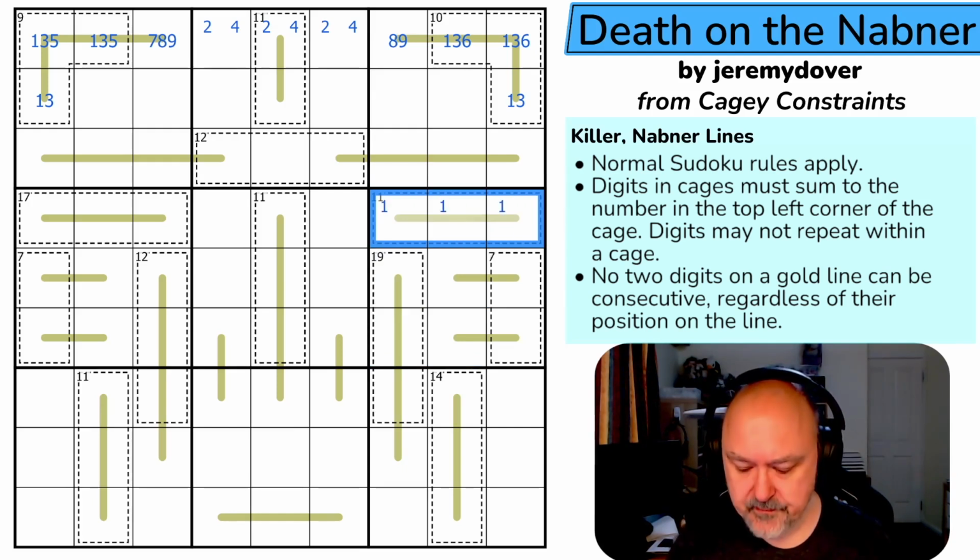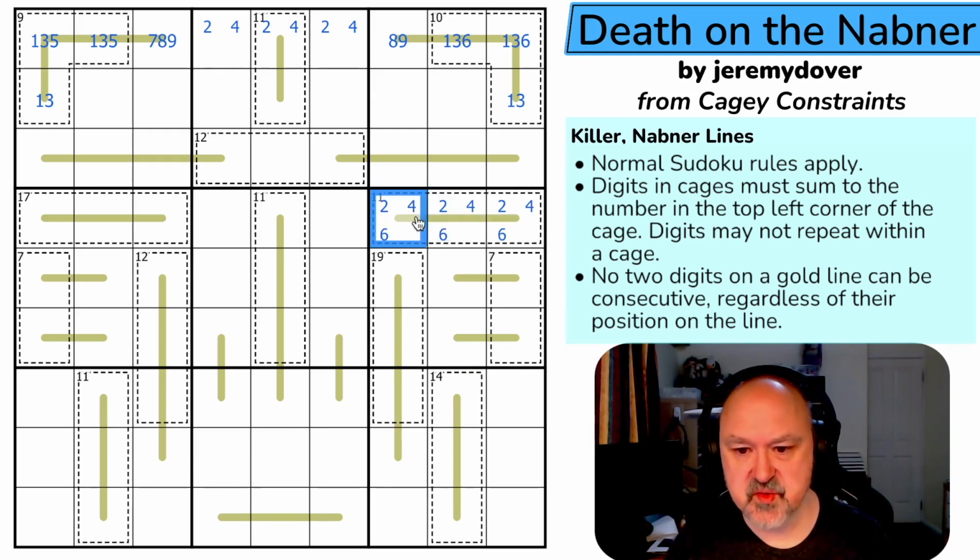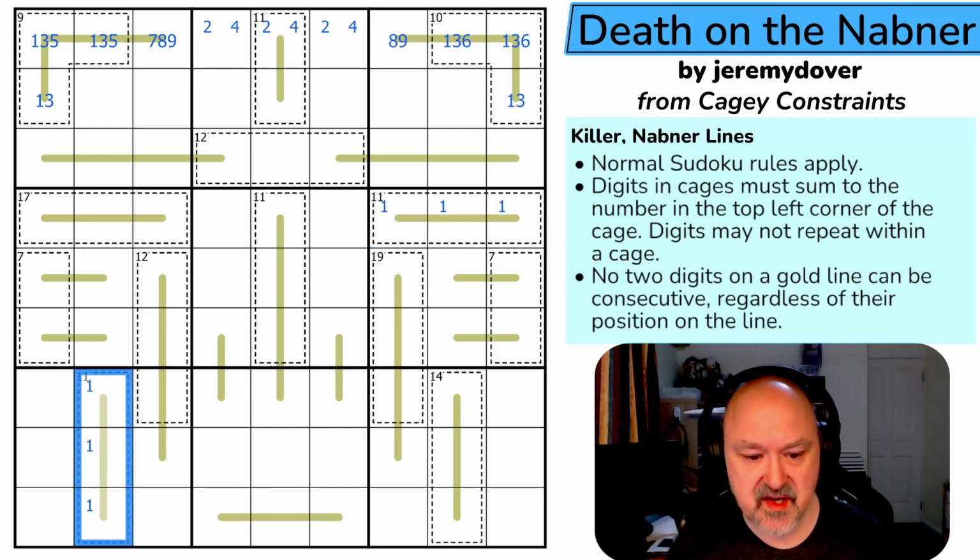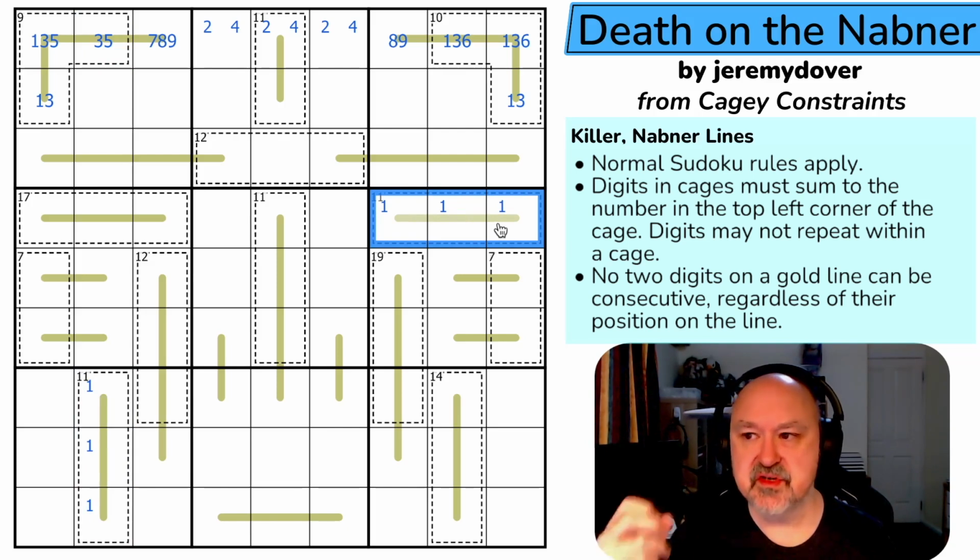If I don't use a 1 and I go to 2, the next digit I could use would be 4. The next digit I could use would be 6. And, right, so there is a 1 in an 11 cage. So there's a 1 in this 11 cage, which means there's no 1 there. Now, if I skip 2, I go 3. And then I've got option. So I skip 2, I go 3.